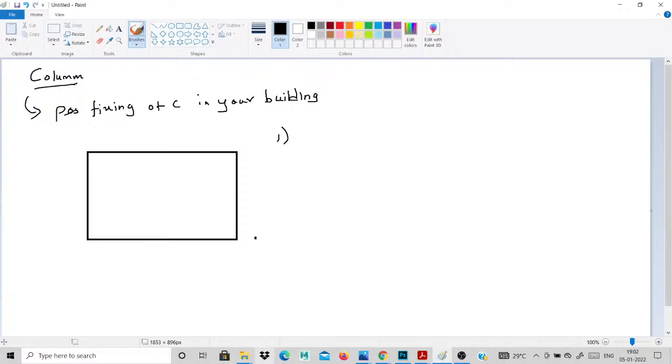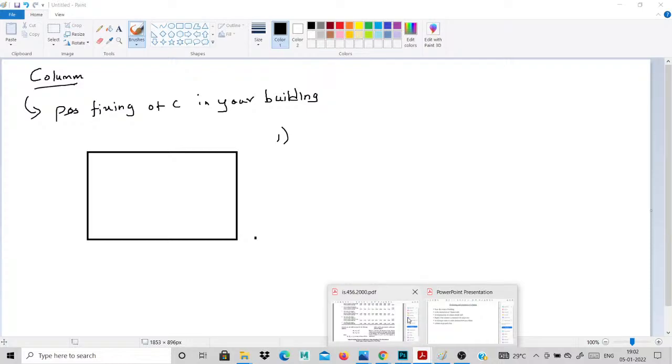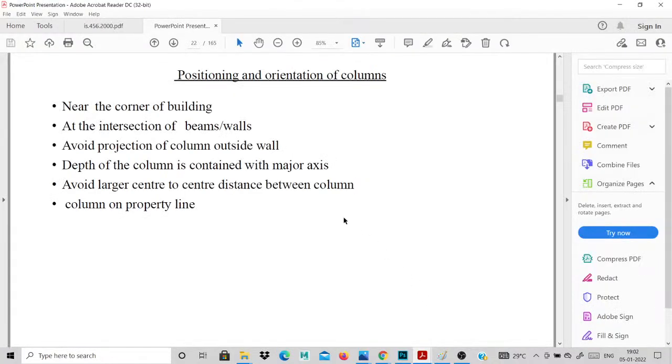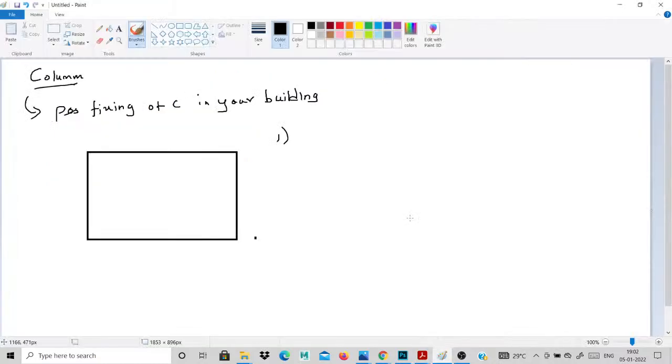The first condition is that you go near the corner of the building. In every building, you compulsorily provide a column at the corners. All the corners will compulsorily be provided with a column. This is the column. I provide four columns for these corners. Whether the plan is symmetrical or unsymmetrical, it is compulsory. The first step is to provide the corner columns.